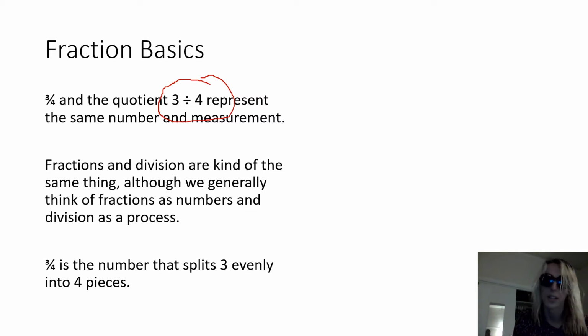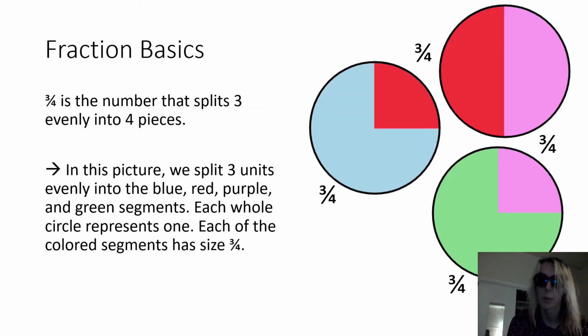Maybe another way of phrasing it, what is 3/4? 3/4 is the number that splits 3 evenly into 4 pieces, in the same way that 1/9 is the number that splits 1 evenly into 9 pieces. 3/4 is the number that splits 3 evenly into 4 pieces. This is another way of thinking about fractions. And so we have some more pictures of this on the next slide, trying to illustrate, 3/4 is the number that splits 3 evenly into 4 pieces.